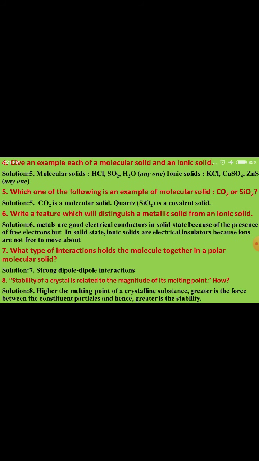Now question number 4. Give an example each of molecular solid and ionic solid. Here, as the name indicates, molecular solid means the compound made up of molecules, and ionic solid means the compound made up of ions. So some common examples are HCl, SO2, H2O, CO2. You can write any one. In ionic solids, NaCl, KCl, copper sulfate, ZnS. These are the common examples of molecular solid and ionic solid.